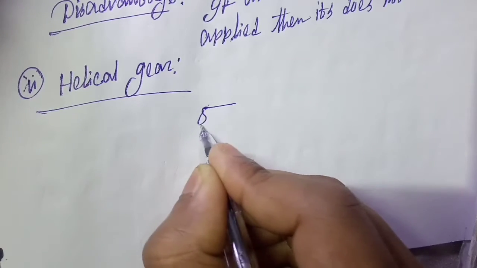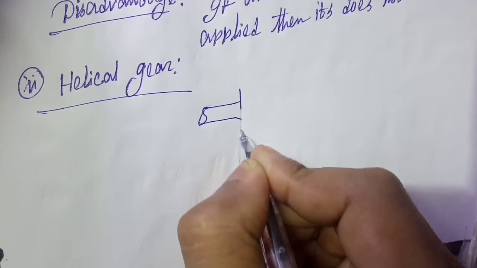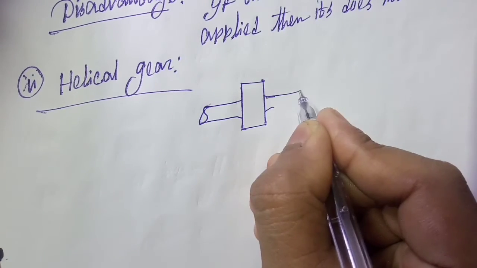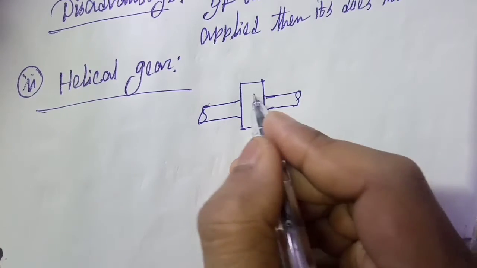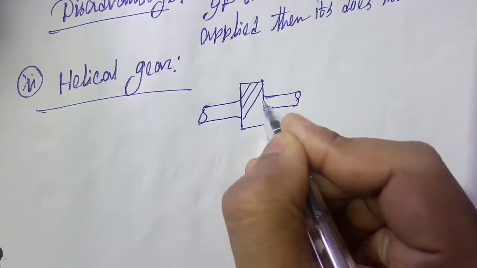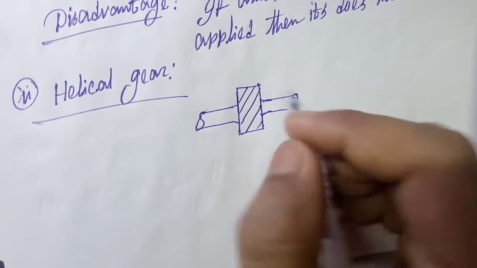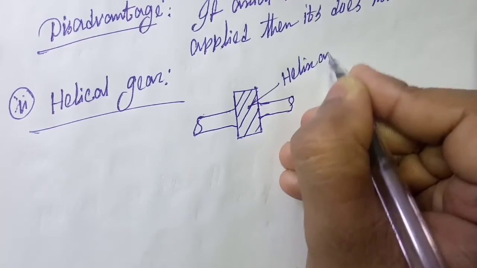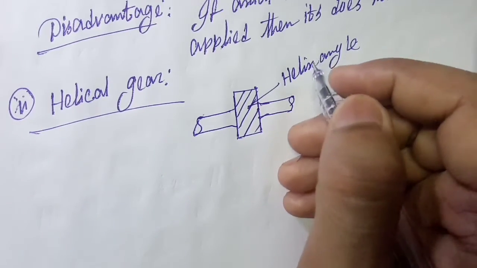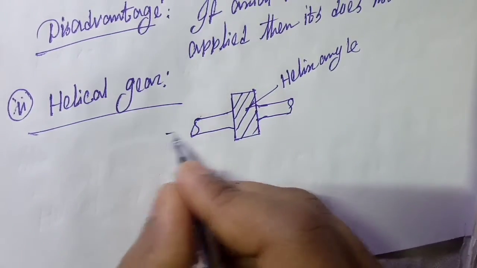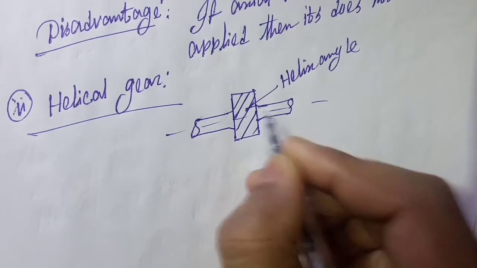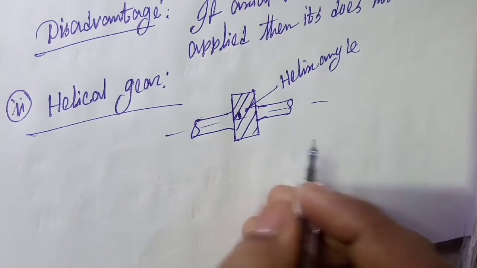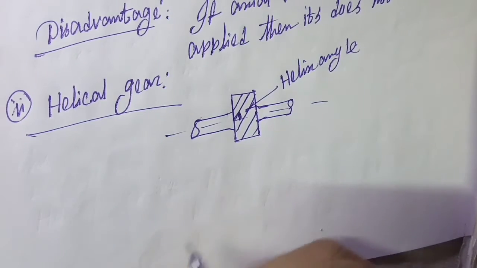Now I will draw the picture. You can see, it's called the helix angle. This is the shaft axis and this is the gear tooth, and it makes an angle. The teeth are not parallel to the axis.